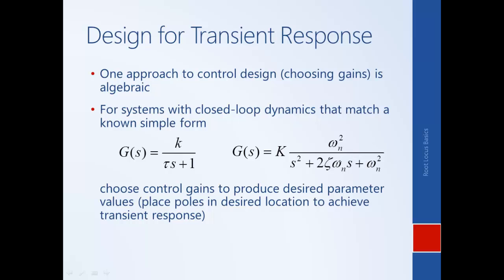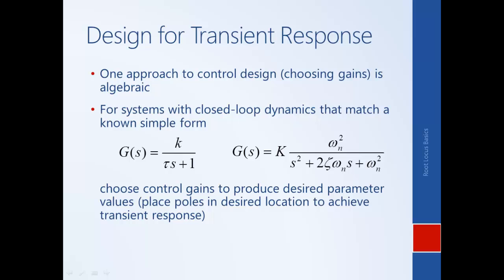Similarly, with zeta and omega n, we have exact relationships for how the parameters of a canonical second-order system affect things like overshoot or settling time. And so by matching our closed-loop transfer function to this standard form, we can choose our gains to achieve certain desired characteristics.